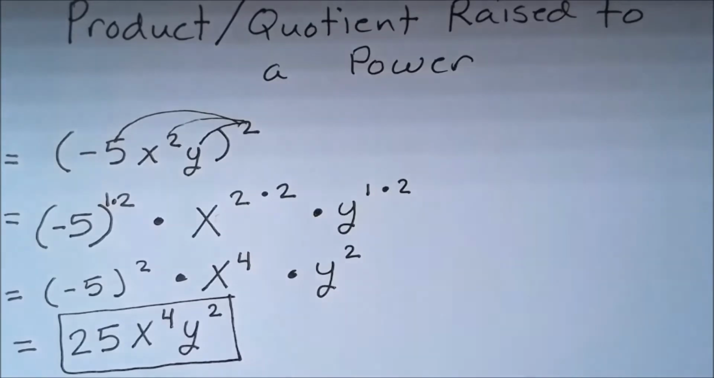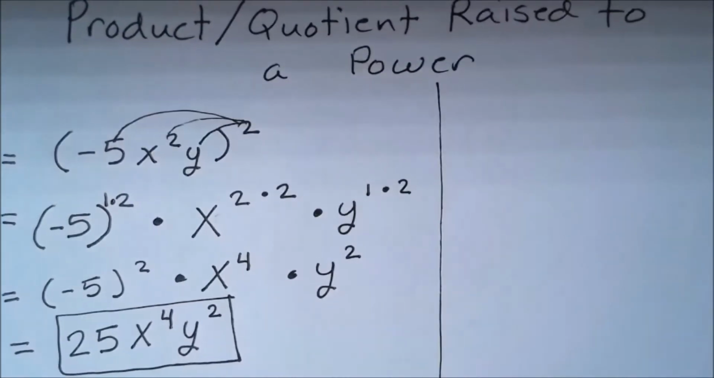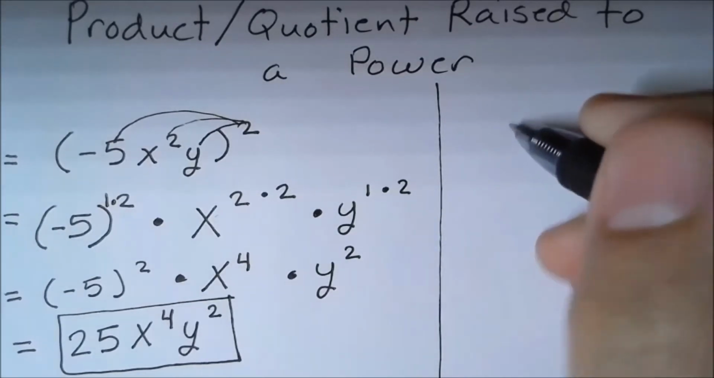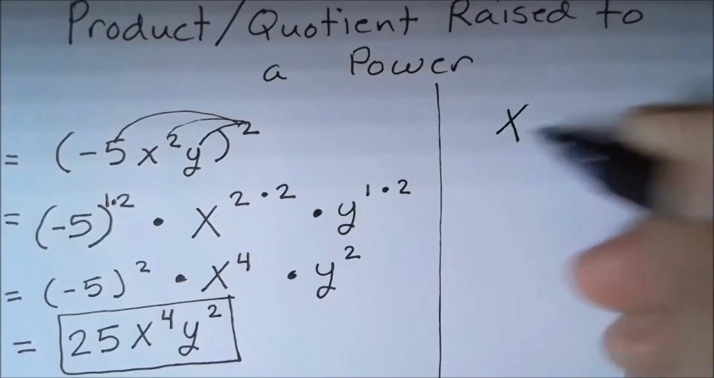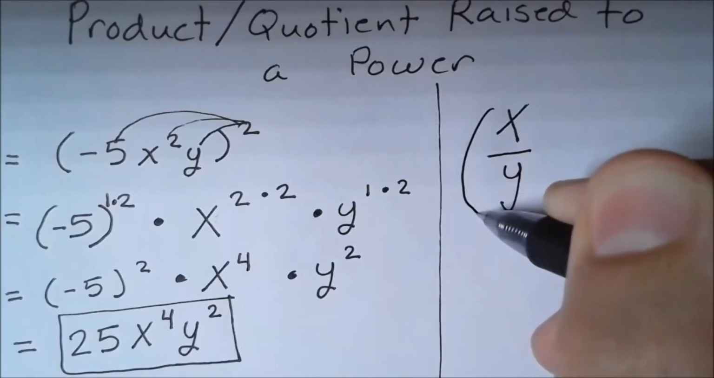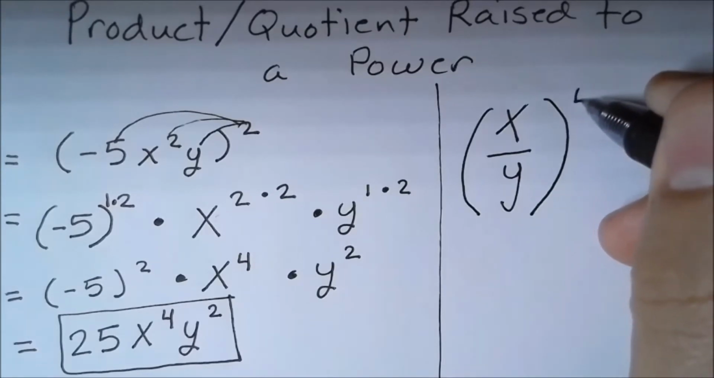And now we're going to do one using the quotient raised to a power rule. Alright, on the quotient raised to a power, we're going to do one that looks a little different than what we've done before. So let's say we have x over y, all in parentheses, to the power of 4.